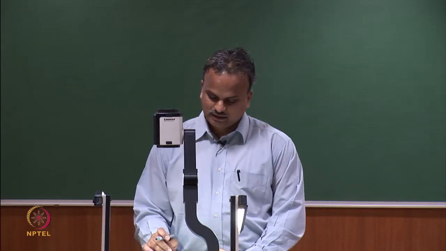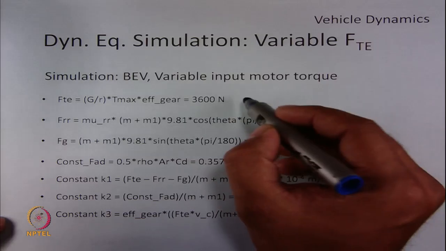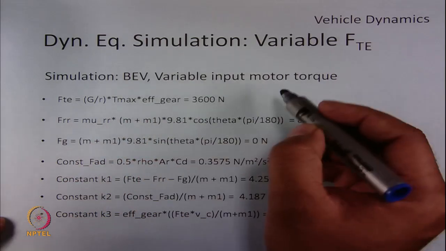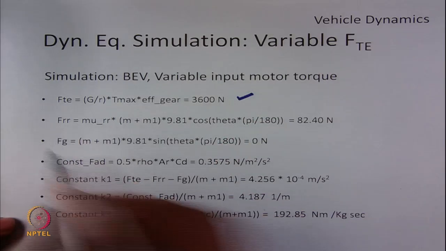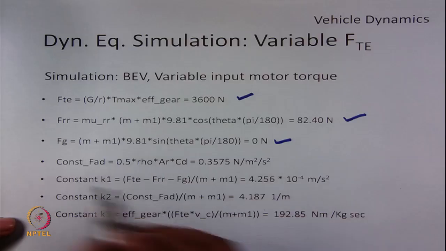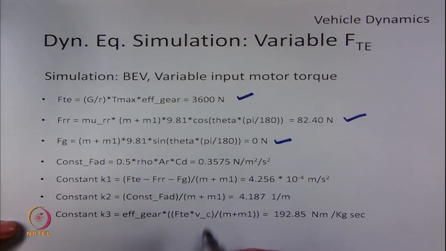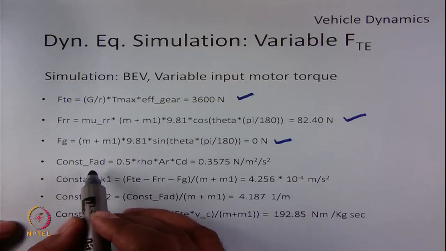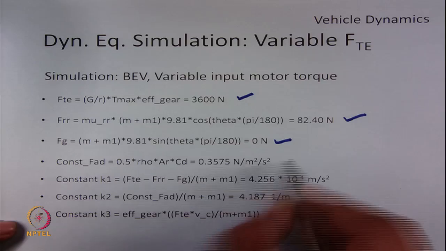So, once we define the parameters and their values, we can now start calculating the different forces. Tractive effort is this equation, G by R, T max, and the gear efficiency; it will be 3600 Newton. Rolling resistance force will be equal to 82.40 Newton. Gradient is 0 because there is no slope involved. The constant term of the aerodynamic force, which is 0.5 rho A_f C_D, is 0.3575.